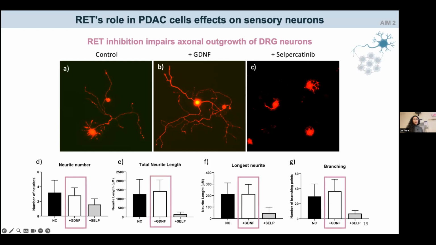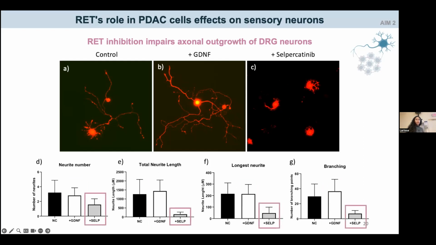After analyzing the treated DRG neurons, we saw that GDNF treatment didn't have a significant effect on axon outgrowth, neurite length, or on the number of branching points compared to the non-treated group. However, when we treated them with sapropcanin, we noticed a significant difference in the neurons' morphology, and they had smaller neurites and a decrease in branching points. This suggests that RAD inhibition may have an impact on the shape and structure of these neurons.